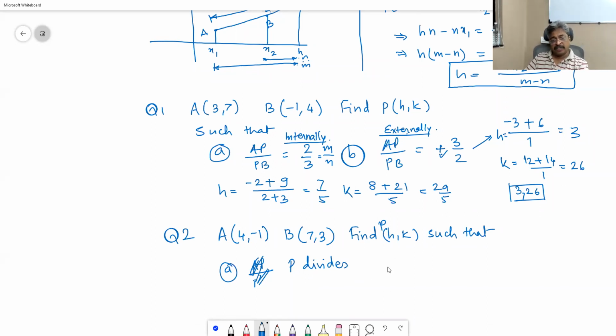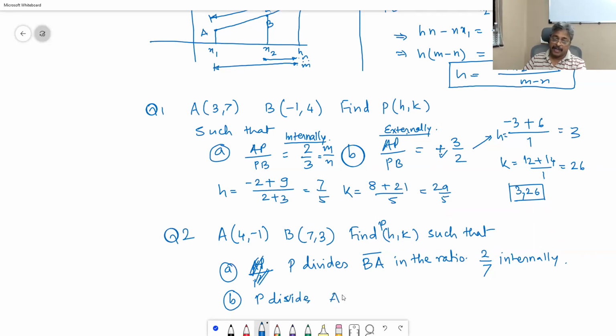Segment. Now let me change it and make it a little different. P divides segment BA in the ratio 2 upon 7 internally, and P divides segment AB in the ratio 4 upon 3 externally. Find P in both the cases.